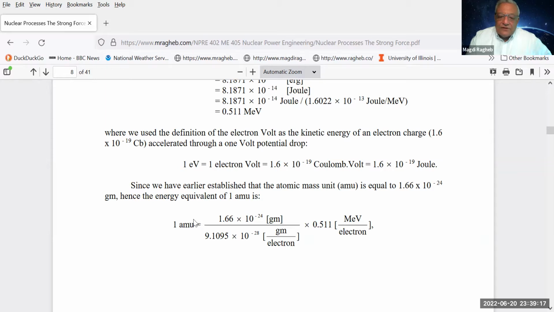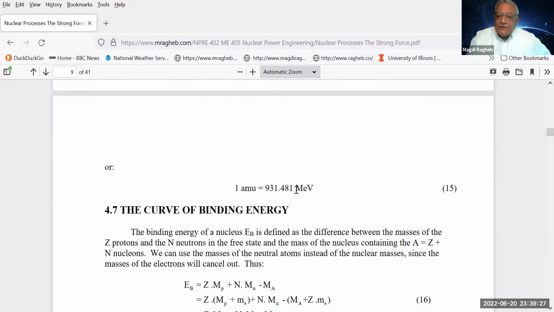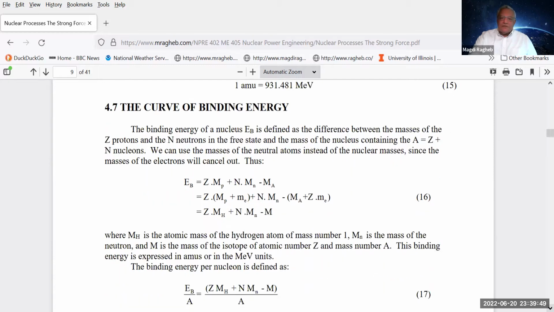And that gives us basically that 1 atomic mass unit, if you cancel the numbers here, is equivalent to 931.48 million electron volts. So a change in mass of 1 atomic mass unit is about 1,000 million electron volts of energy. And having established that relationship, we can take those delta M's in the reactions that we wrote earlier and turn them into energy release.